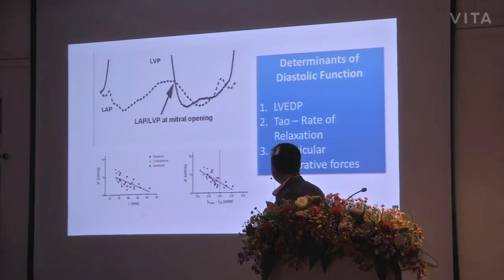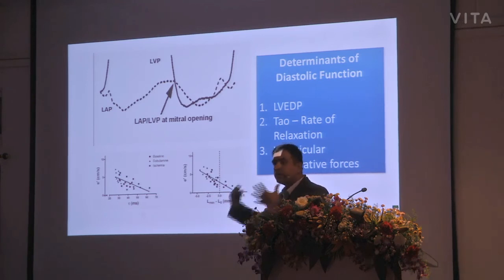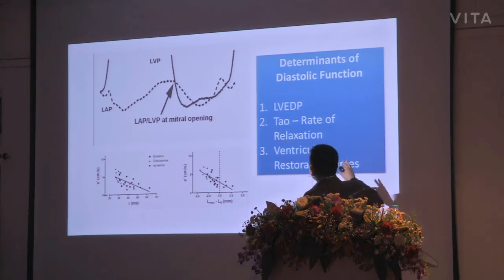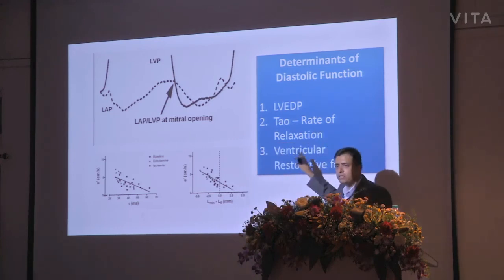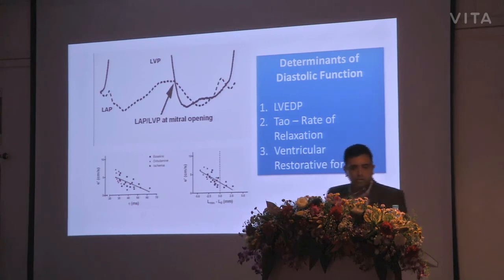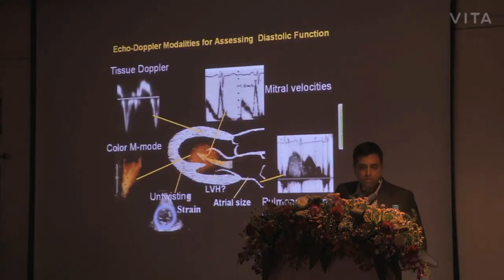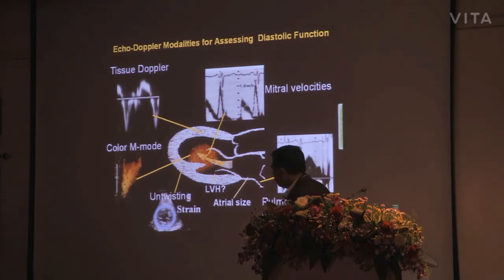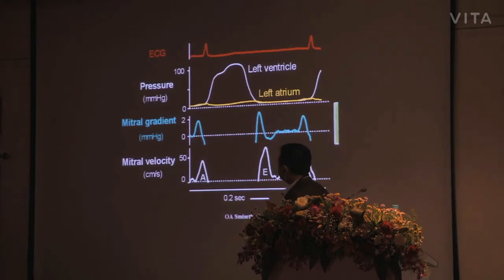So, other than the ventricular restoration forces, you have the left ventricular end diastolic pressure. I won't go too much into detail. And of course, you have the rate of relaxation, which is expressed as tau. So these are three important components that affect diastolic function. And I will just skip through this. You all know the different methods: you have tissue Doppler, mitral velocities that all of us use, pulmonary vein, atrial sizes. There are so many different ways and methods you can use to measure diastolic function.